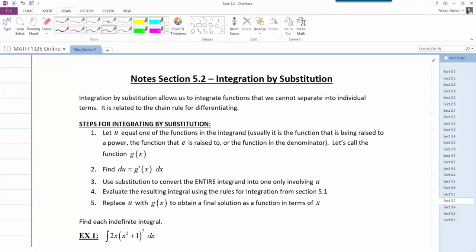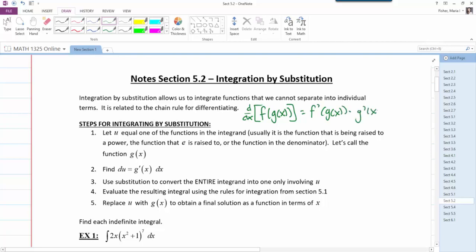Recall the chain rule from section 3.4 said that the derivative of f of g of x was equal to f prime of g of x times g prime of x. So what we're doing is we are going to undo this chain rule when we integrate by substitution.